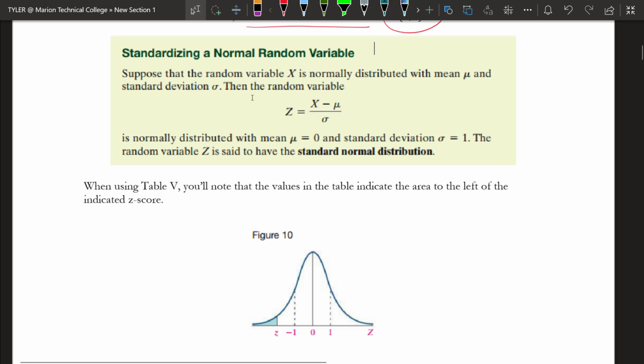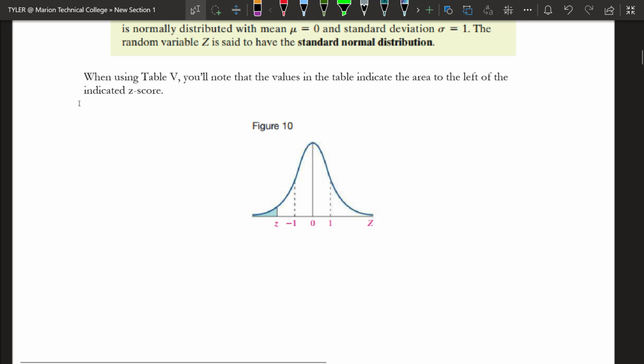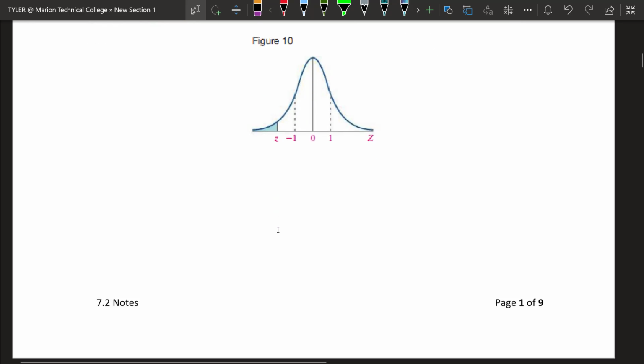Here in the green box, I put this to remind you of the equation for calculating z-scores. We'll need to be able to do that. Also in Table 5, something else you need to note: first, everything is in terms of z-scores. So if you're given an x value, we need to convert it into a standard score, a z-score. And in the table, we're always finding the area to the left of that z value. So in the table, it's always area to the left.